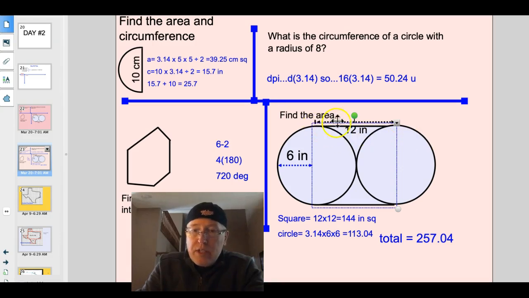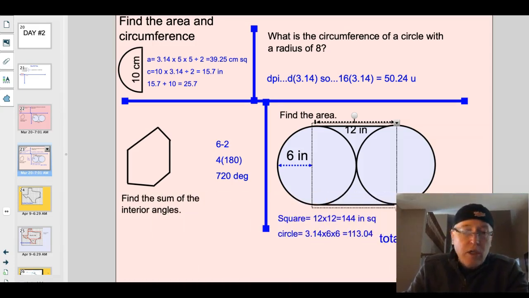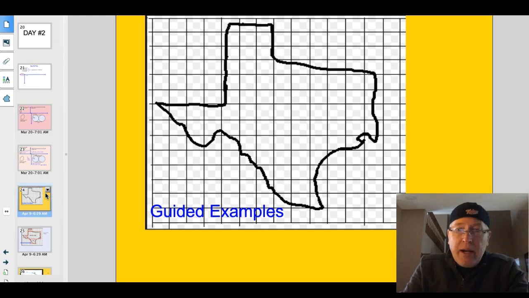So this is 12 by 12. That gives me 144 in the middle. And then the circle, well, if this is 12, that means the radius is 6. So we take 3.14 times 6 times 6. That's 113.04. That would be for this half of the circle and this half of the circle, so I don't have to divide by 2. I got a whole circle. Add those 2 together, you have 257.04.